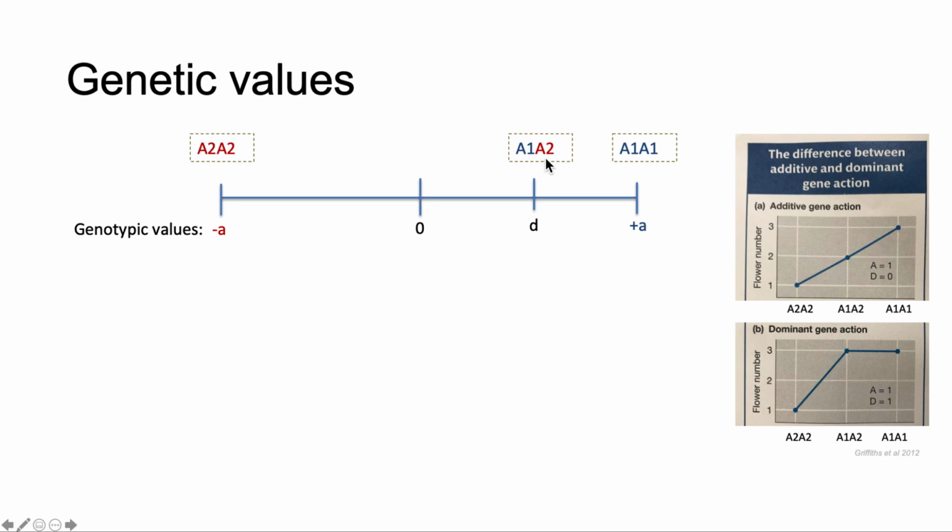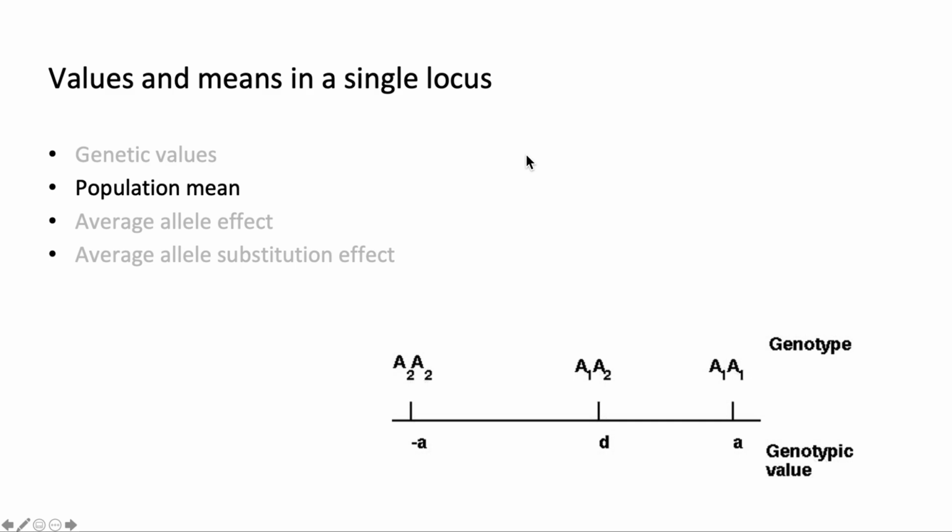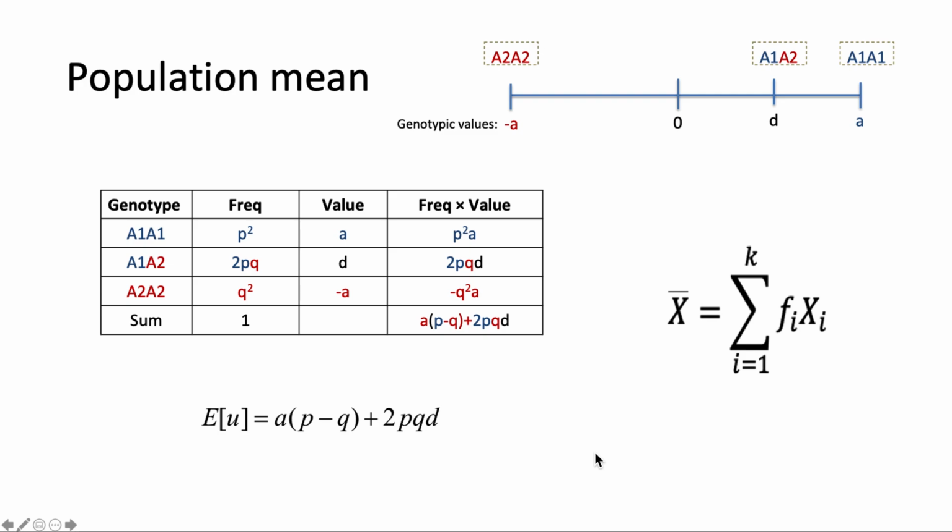When the heterozygous line is different, not in the middle of both homozygous lines, we can say that the deviation is caused by some degree of dominance. In this example, you can see that we have a partial dominance that is due to the A1 allele. Basically, remember that we now have the genotypes, and we have the genetic values represented with a and d. With those values, we can estimate the population mean.